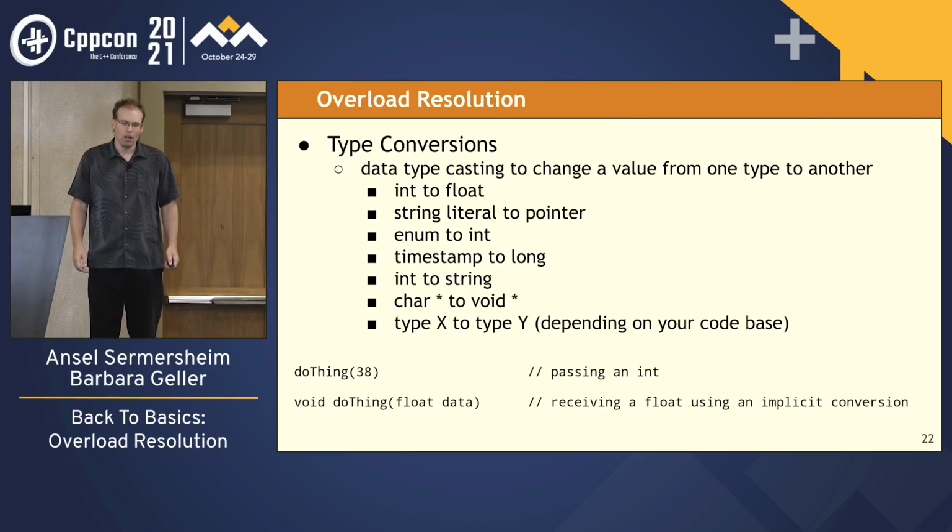So in this example, we have a straightforward thing where we're calling doThing and we're passing 38. The data type of 38, it's a literal, is int. And since we only have one declaration of doThing that is declared to receive a float, in the call, 38 will be converted to a float using implicit conversion.